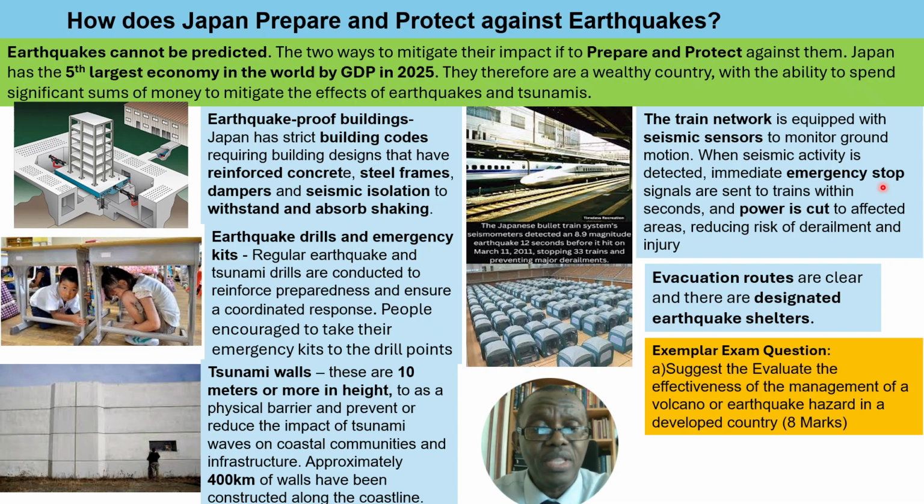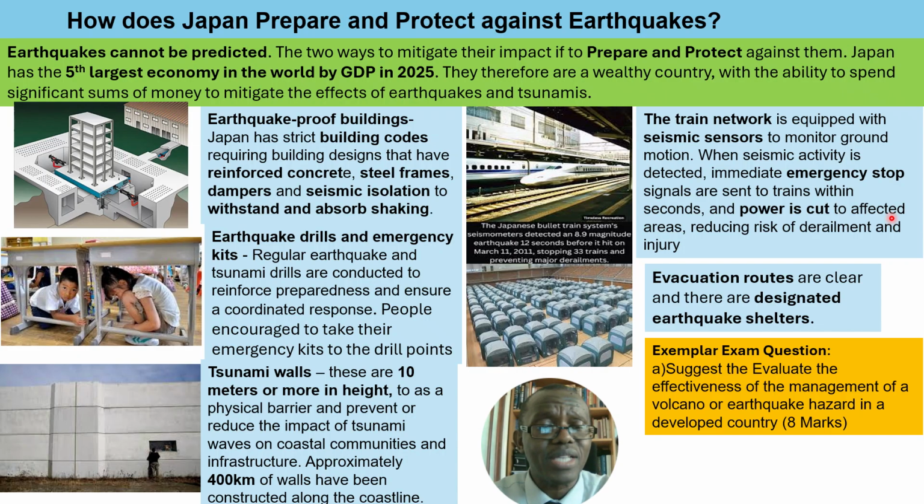Now, Japan has the 5th largest economy in the world by GDP in 2025. These are recent stats, and they are also true of the time when the earthquake happened in 2011, in that Japan even then was a wealthy nation. So they are an HIC. They have the ability to spend significant amounts of money to mitigate against the effects of earthquakes and tsunamis. So what are the things that they do then?